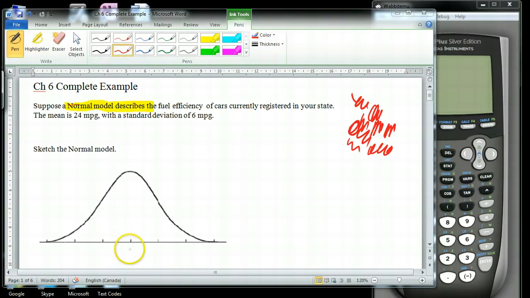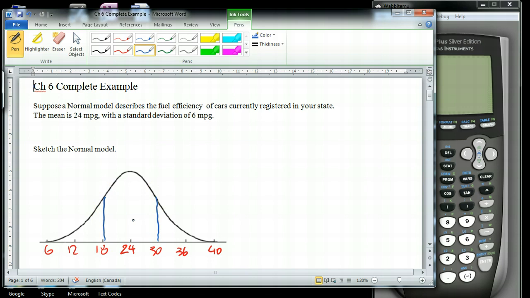Let me put that 24 right here. With a standard deviation of 6, over here we're going to have 30, 36, 42, and down here it's going to be 18, 12, and then 6. Down near 6 and 12, you're looking at some big trucks that use up a lot of gas and don't get quite as many miles. So let's look at our first standard deviation, right here and right here.